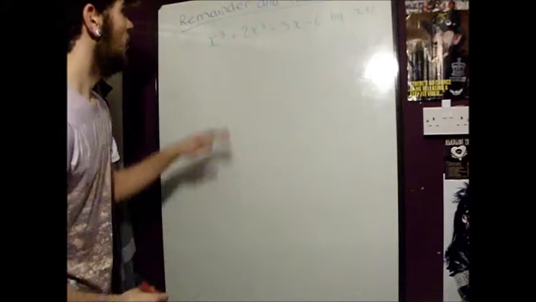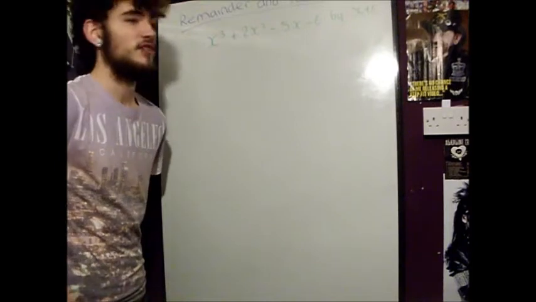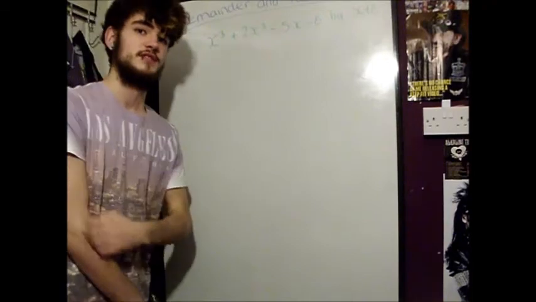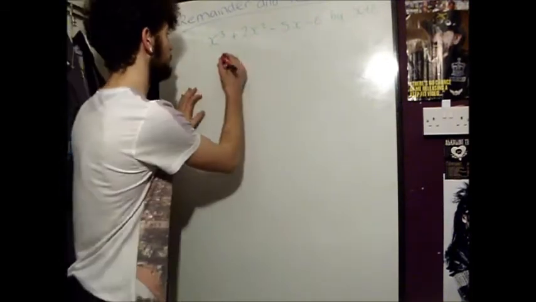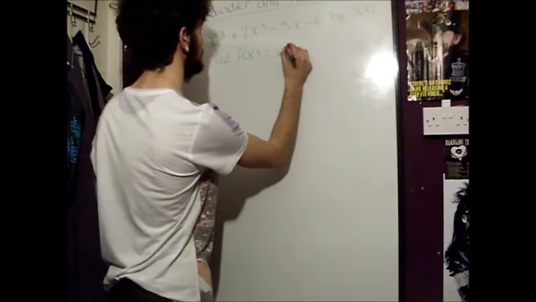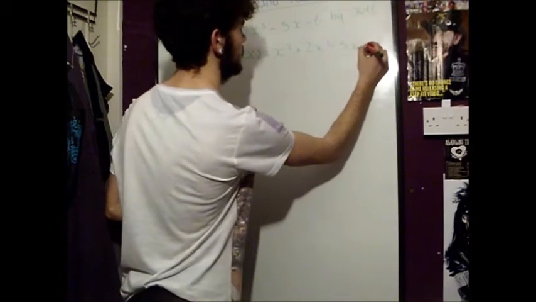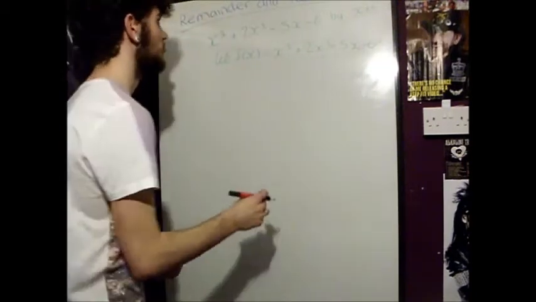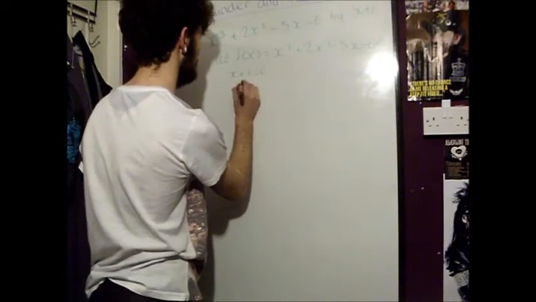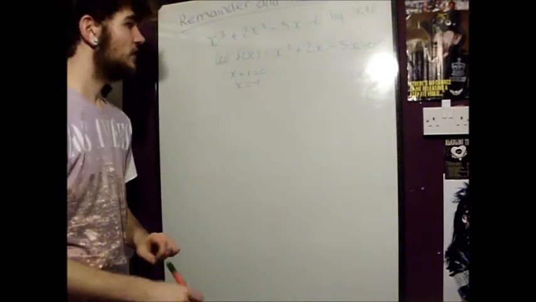The question is, prove that x plus 1 is a factor of x cubed plus 2x squared minus 5x minus 6, and hence factorise the equation fully. So what I'm going to do is let f of x equal x cubed plus 2x squared minus 5x minus 6, so that I can use the function notation. Then I'm going to make my linear equation equal 0, so I can find my x value. So my x value is minus 1 because I took away 1 from both sides.